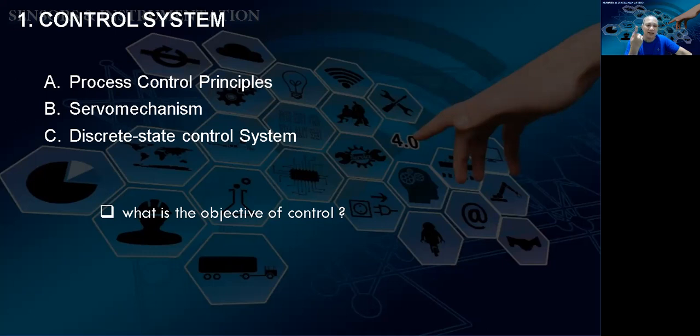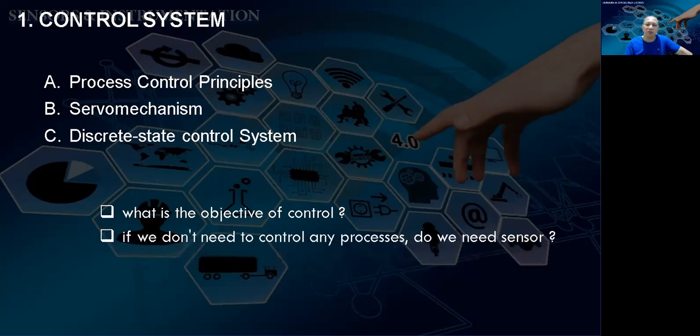Authority is actually the ability to control. But how can we control if we cannot measure it? In terms of engineering, it's about sensing, measurement. If we don't need to control any processes, do we need any sensors? It makes sense, right? You need to have sensors. You need to have some kind of measuring mechanism so that we can control the process.